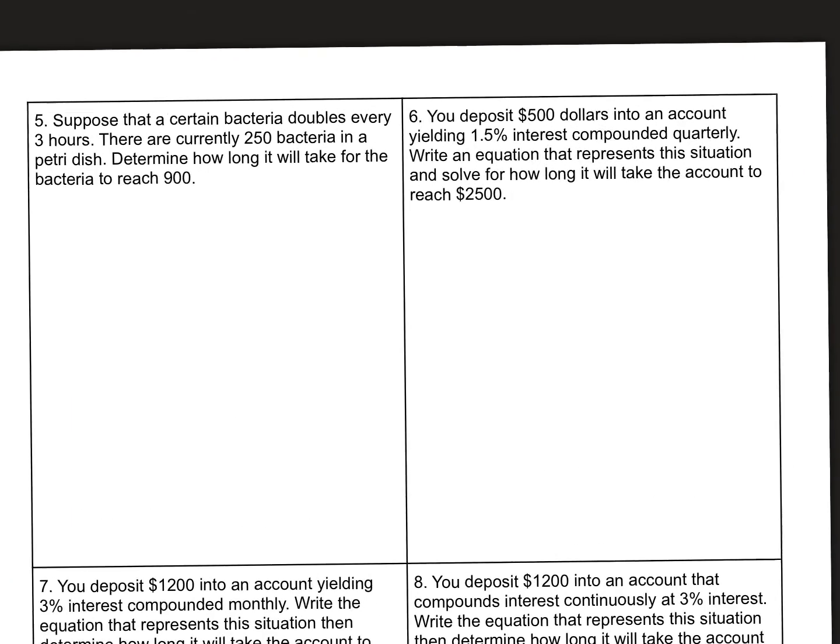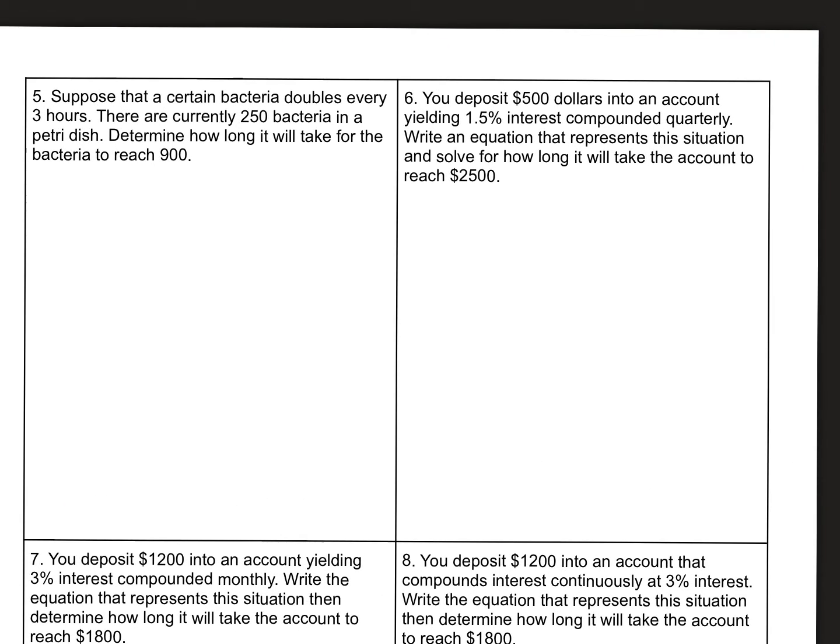I did add 2 more examples that were different, that are additions to our section 2 notes. So I wanted to add an example of doubling, since it is something that you guys saw on the Delta Math, and it is something you'll see on our next Delta Math where we're solving for time. So we have that a certain bacteria doubles every 3 hours. And there are currently 250 bacteria in a petri dish, and we want to determine how long it will take for the bacteria to reach 900.